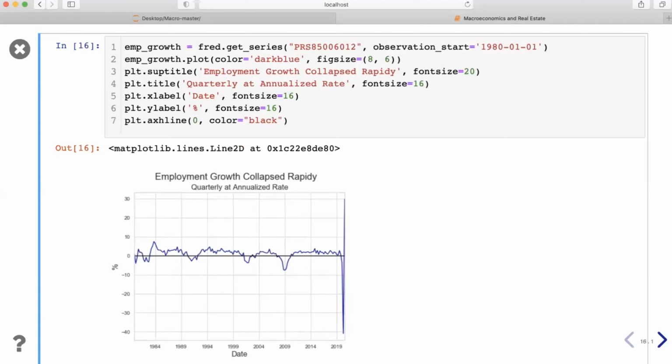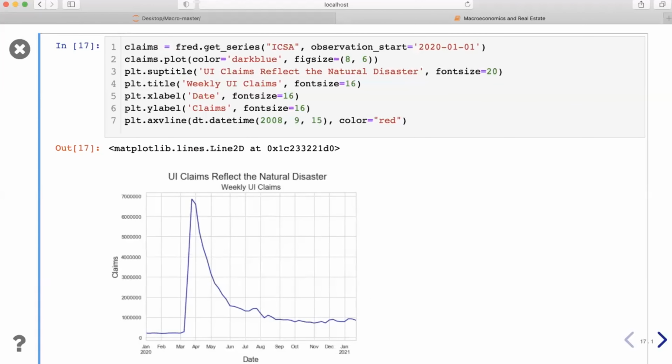This is essentially employment growth. It contracted very dramatically, much, much more dramatically than it contracted in any of the prior economic recessions. And this continues. This is a measure of first-time unemployment claims going back to the beginning of January 2020. These are weekly measures. So on a weekly basis, as COVID emerged, 7 million people claimed unemployment benefits for the first time. And this measure has been quite elevated since then. It's hovering in and around a million per week.